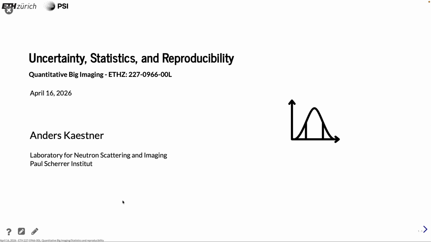So, good morning. Today we are coming into the measurement part, or actually understanding what we are doing. Until now we have been doing essentially image processing, more or less. And now we're going into understanding what the data actually means. And for that we need uncertainty, statistics, and as supporting technical part, reproducibility is also very important.